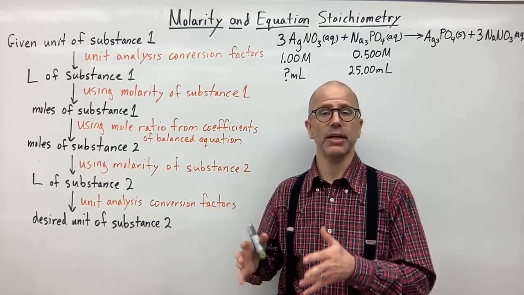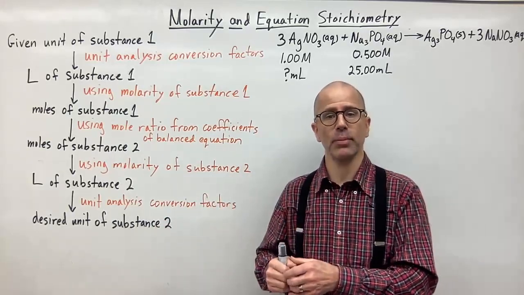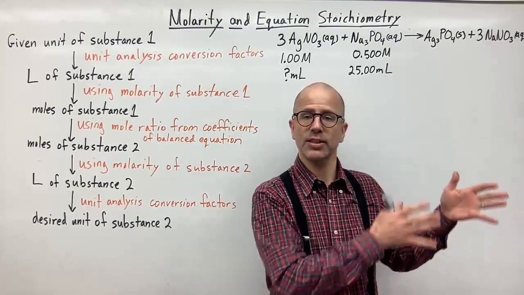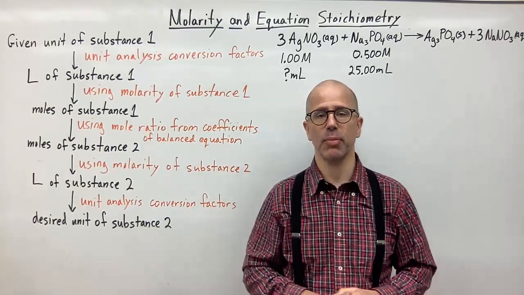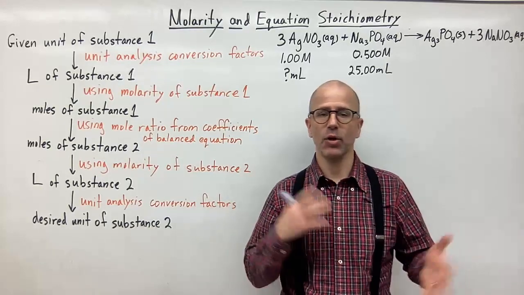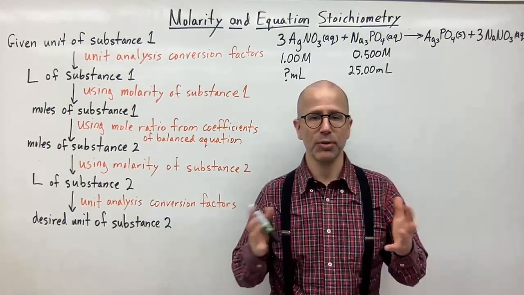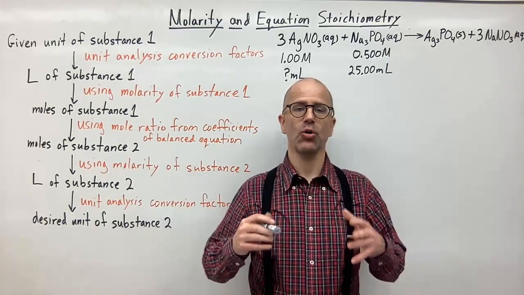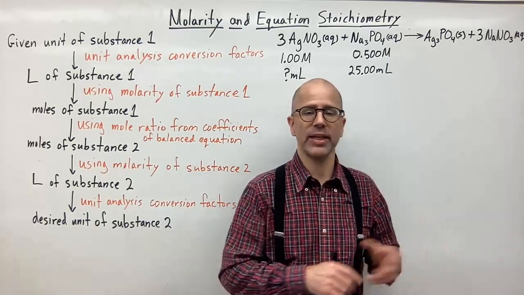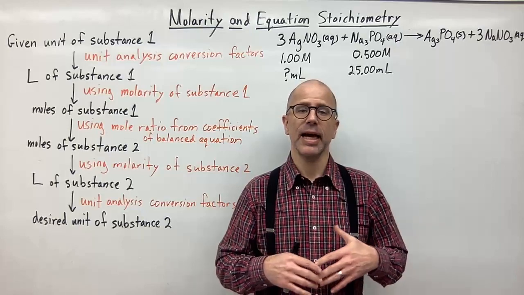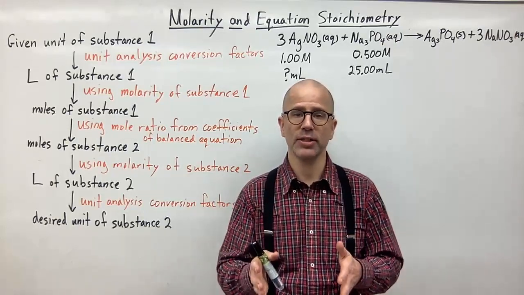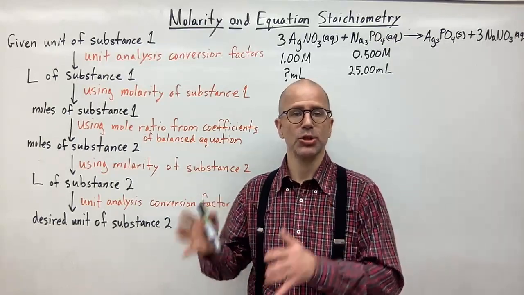Or you could be given an amount of product that was formed, and you could be asked how much reactant did I start with to get this amount of product? So those are a few examples of how stoichiometry works. And when you throw molarity in there, molarity is basically another conversion factor that you can use to help you convert from one substance to the other.